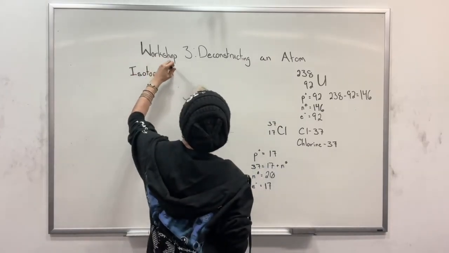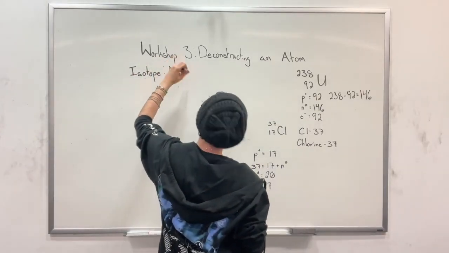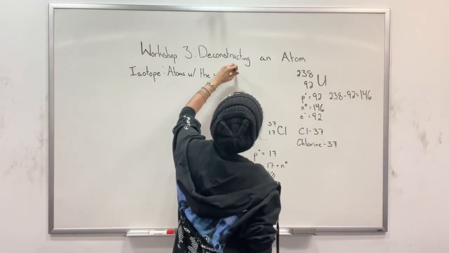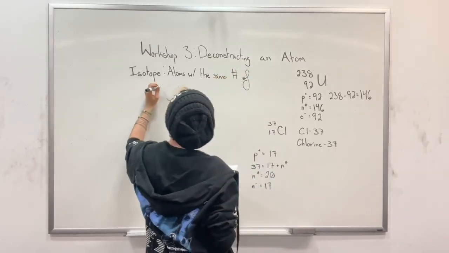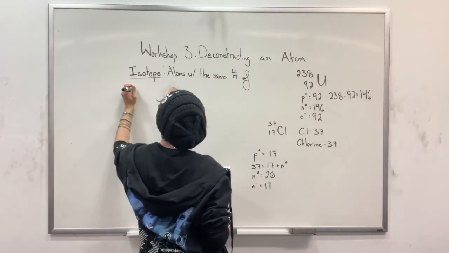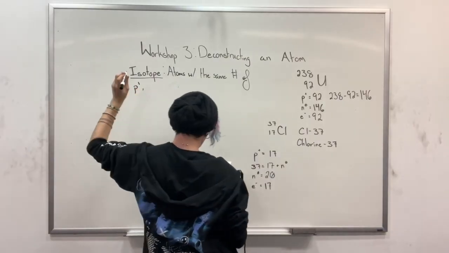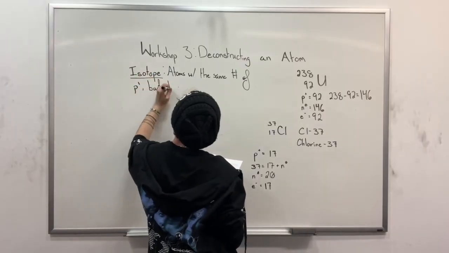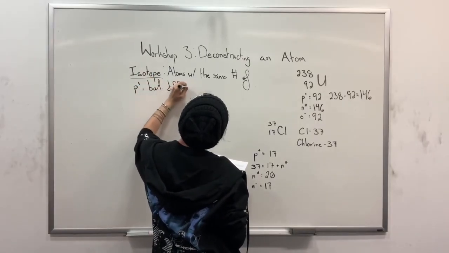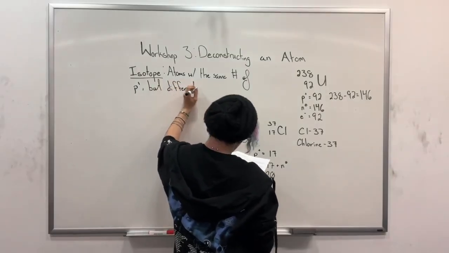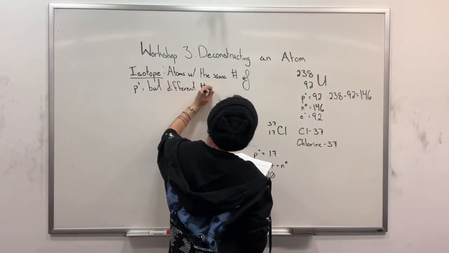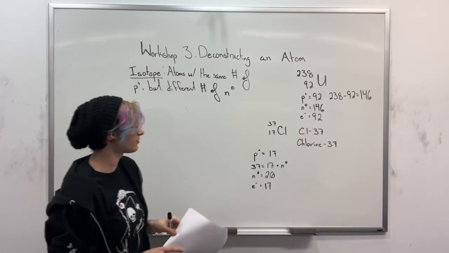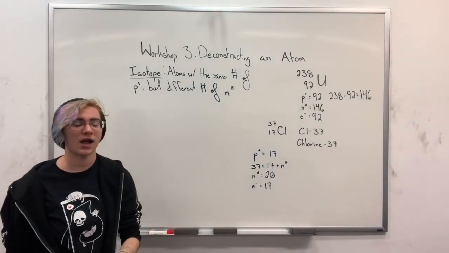So isotopes: atoms with the same number of protons but different number of neutrons. And so if your masses differ but the elements stay the same, you're working with isotopes.